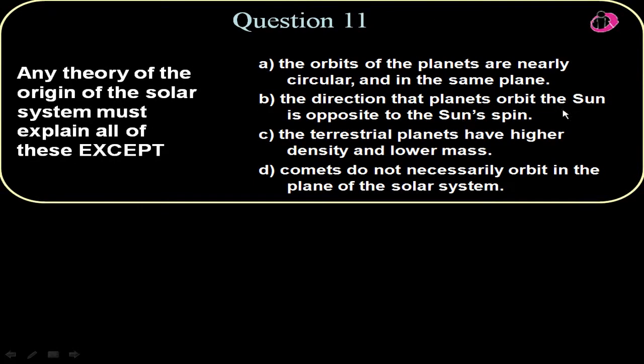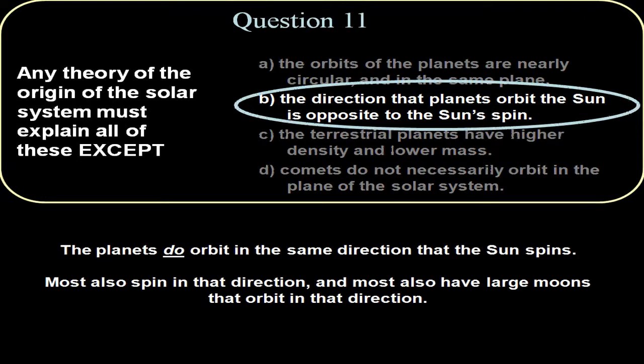B, the direction of the planets' orbit around the Sun is opposite to the Sun's spin. Well, that's not true. The planets are going counterclockwise around the Sun, and the Sun is spinning in the same direction, and most of the planets spin in that same direction as well. It's all a remnant of what would be thought of as the solar nebula, all spinning in the same direction. So the answer would have to be B. Planets do orbit in the same direction that the Sun spins.